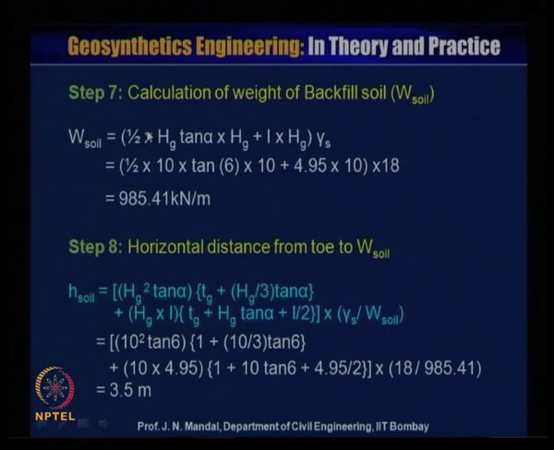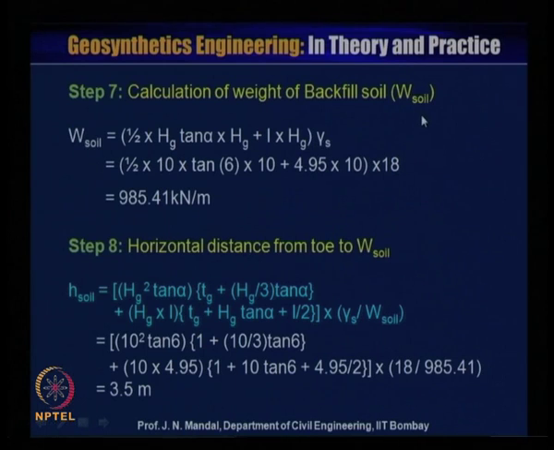Now step 7, calculation of the weight of the backfill soil, that is W soil. That means W soil is equal to half into Hg tan alpha into Hg plus L into Hg into gamma S.